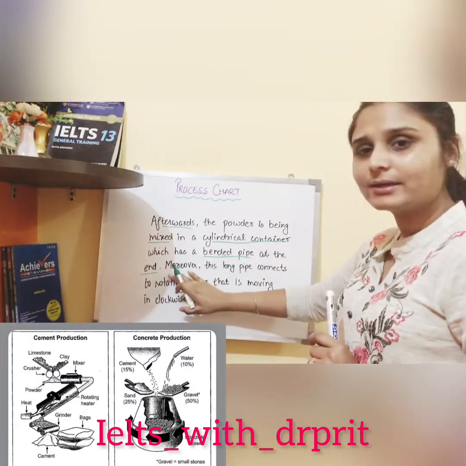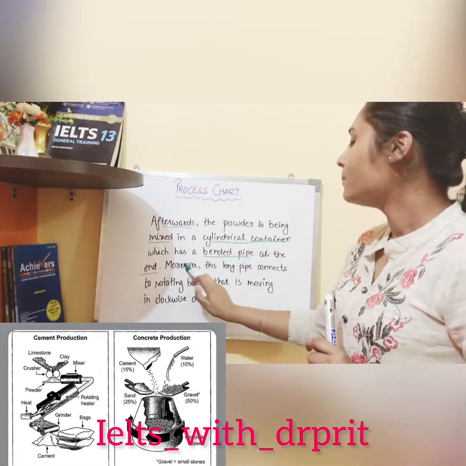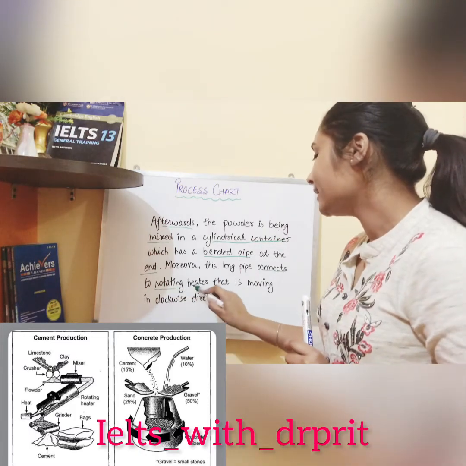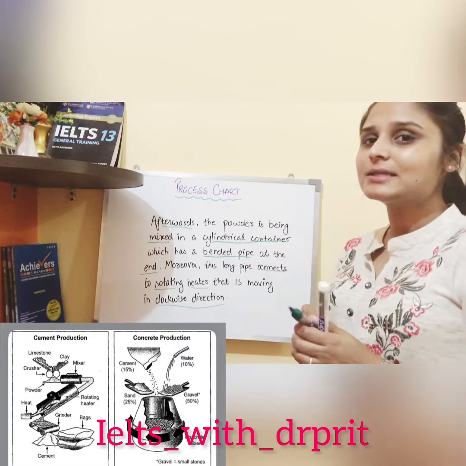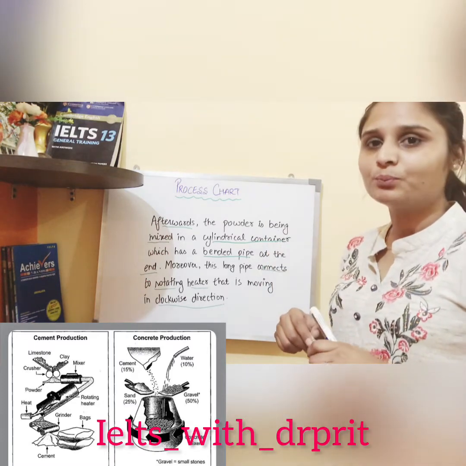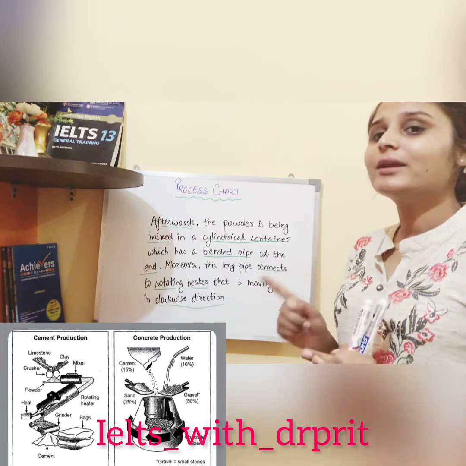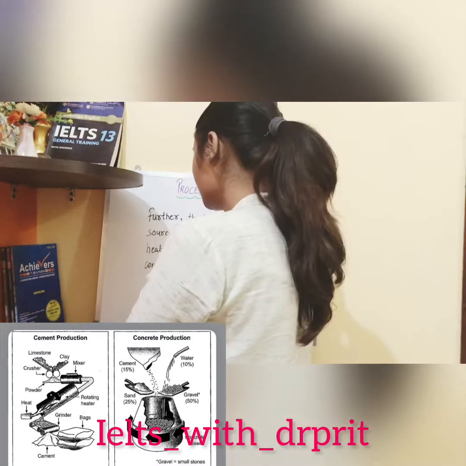Moreover, you would add a connector because now you are going to talk about this pipe only. Moreover, this long pipe connects to a rotating heater that is moving in a clockwise direction. If you can see, they have given a symbol to you which is showing that it is moving in a clockwise direction. So this would be our next step.